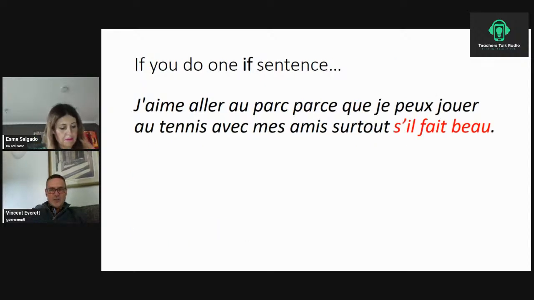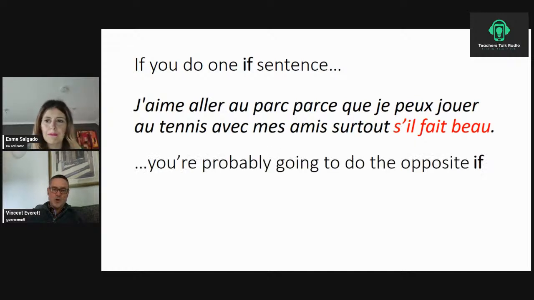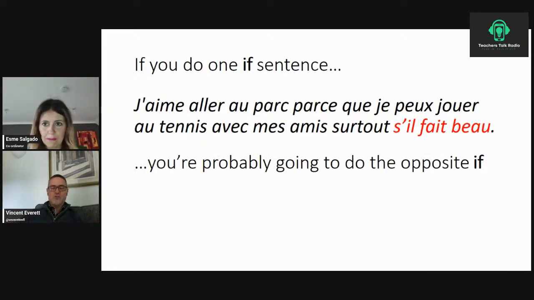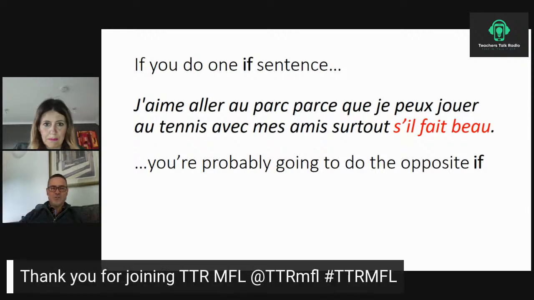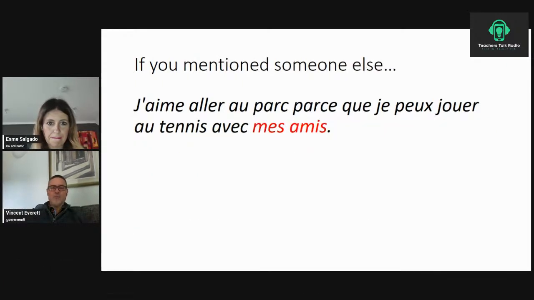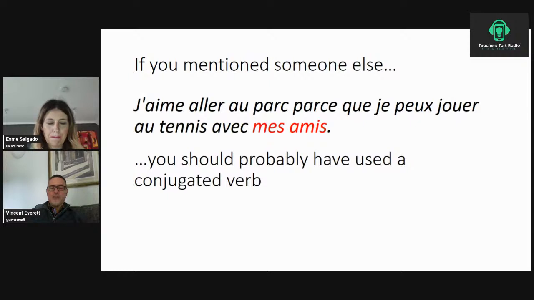If you do one "if" sentence, if it's nice, you're going to explore the opposite. But if it rains, so at this point, every single student I teach would know their next word would be "but". If. I like to go to the park because, of course, I can play tennis with my friends, especially if it's nice. But if it rains, I have to stay at home. Oh, we missed one. If you mention someone else, avec mes amis, that's when you use those conjugated verbs.